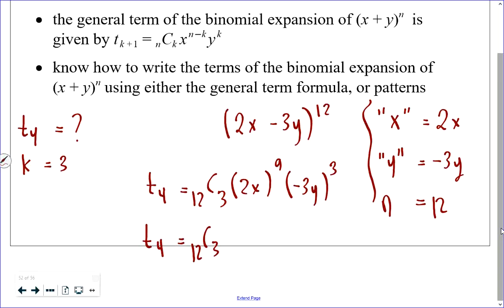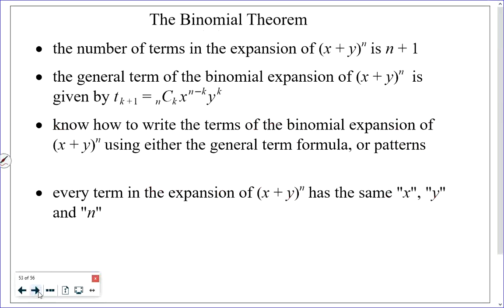The 12 choose 3, the 2 raised to the 9 and the negative 3 raised to the 3 are all going to contribute to the coefficient. So the coefficient is the product of all of those. And then, of course, you're going to have x to the 9, y to the 3. And you can simplify that. So you need to know how to use either the formula or patterns in order to find general terms.